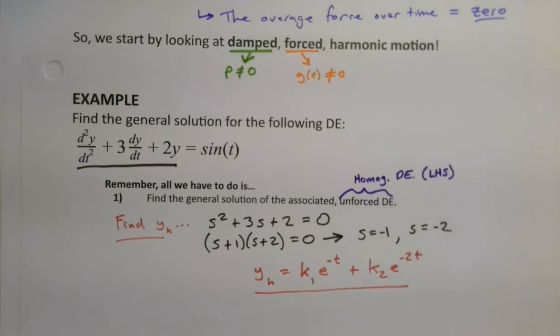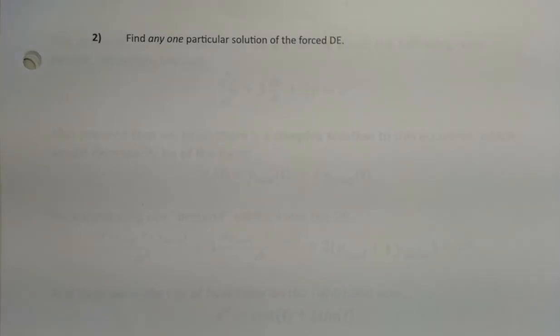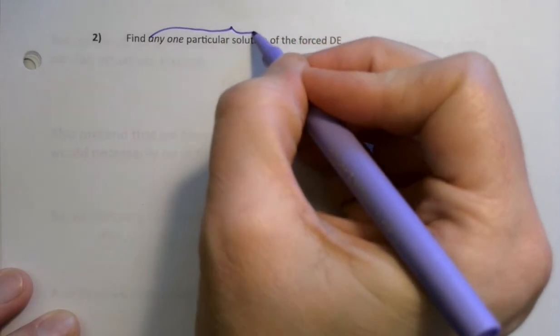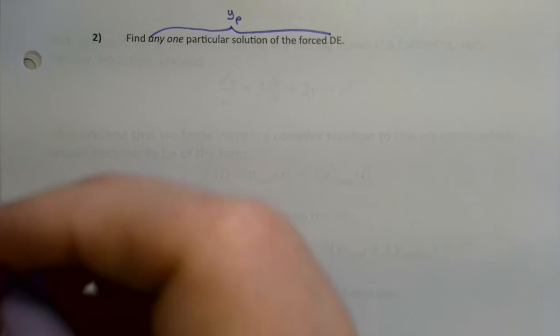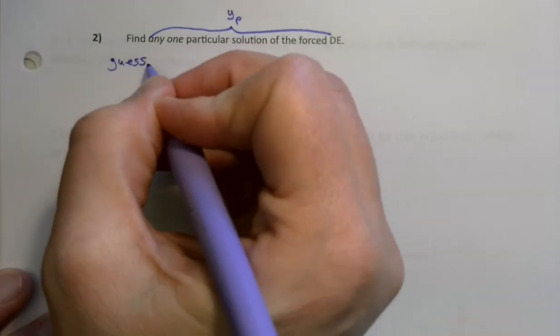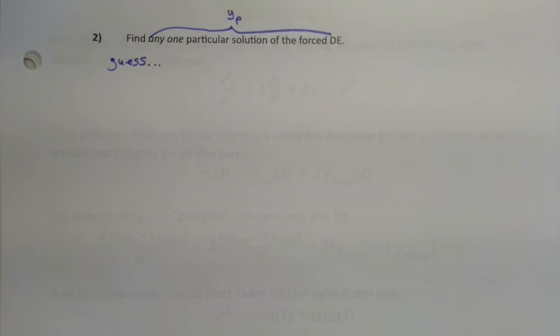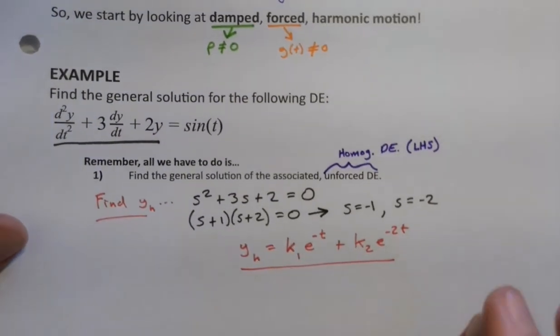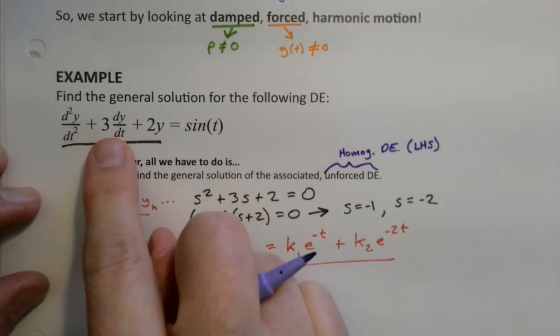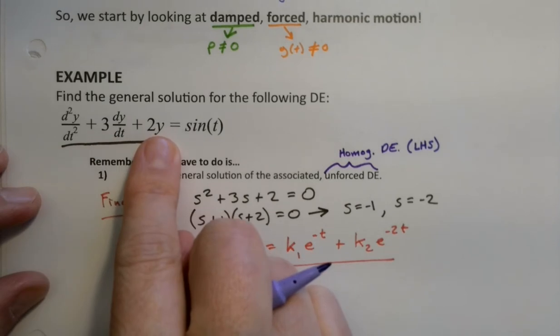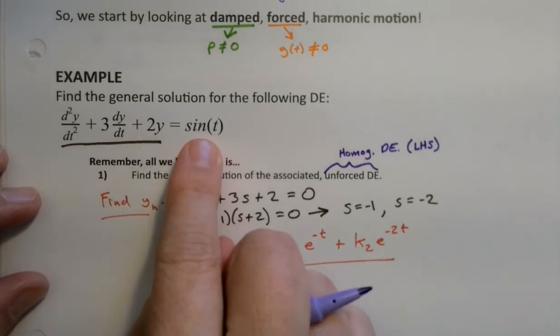The next part is figuring out any one particular solution for the forced differential equation. So we need to find a particular solution. If you remember, any one particular solution, really we're looking for the easiest one to find. We're looking for this y sub p, right? And we do that by coming up with a good guess. And if you remember, the equation that we're dealing with says take the second derivative of your solution plus 3 times the first derivative plus 2 times the solution itself, and that's just going to equal sine of t.